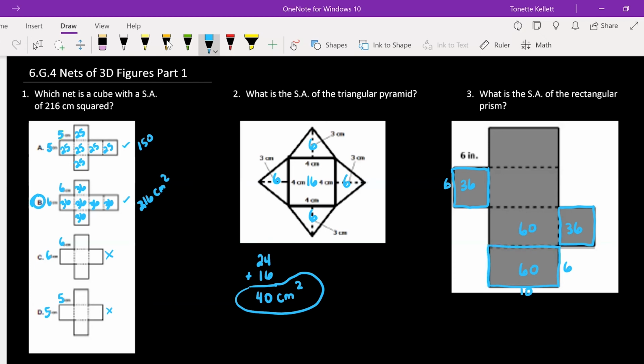So 60, 60, and 60. 60 times 4 is 240. 36 times 2 is 72. So the total is 312. And this is in inches squared.